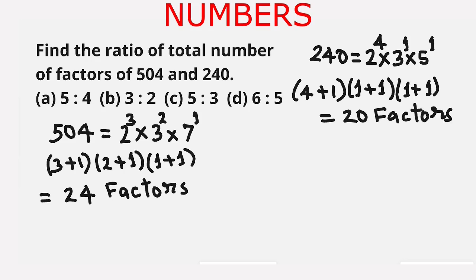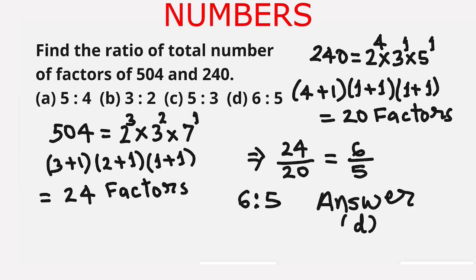Now the ratio of their factors is 24 to 20, and this is equal to 6 to 5. And from the given options, our answer is option D, 6 to 5. I hope you have understood the method of solving such type of questions. We go to the next question.